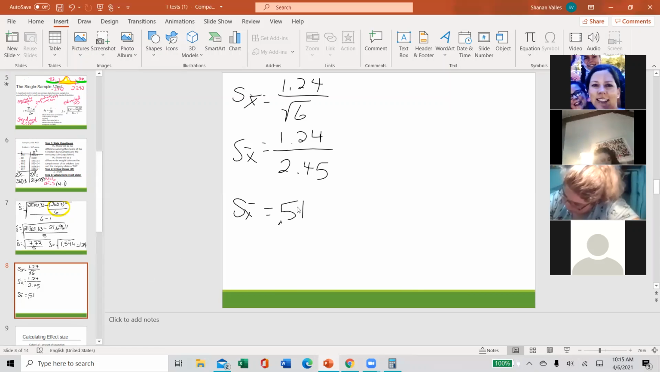Any questions on that little formula? No? Yeah, that one's pretty easy, pretty straightforward.